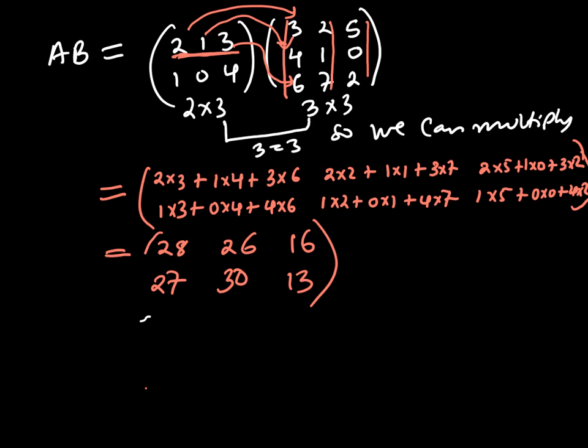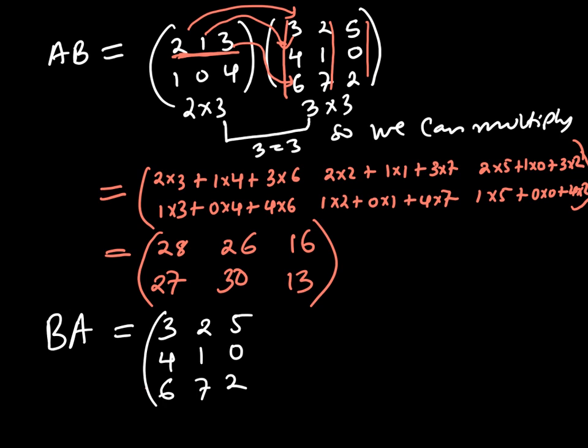So, ladies and gentlemen, we have AB. Okay. Can we try to look at B times A? Let me write it, but I think that's compatible. Okay. We have B by A equals to 3, 2, 5, 4, 1, 0, 6, 7, 2. Okay. And we are multiplying this by 2, 1, 3, 1, 0, 4.